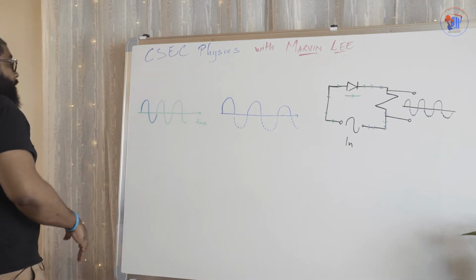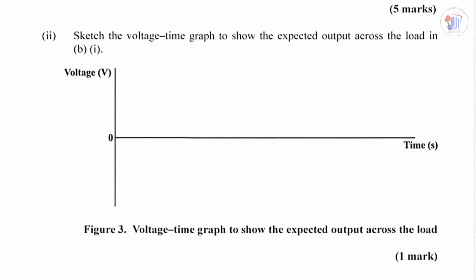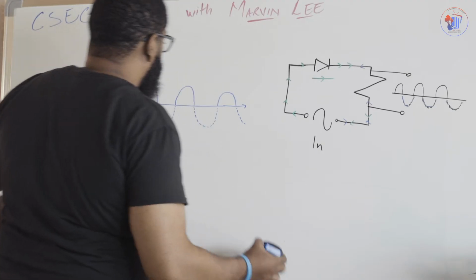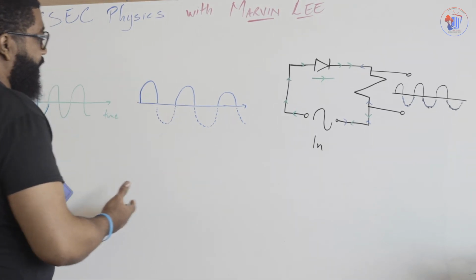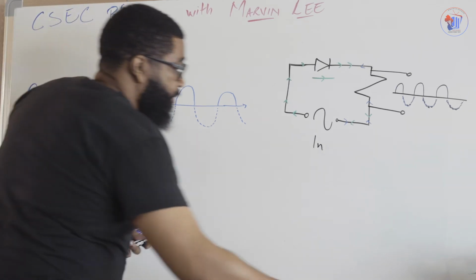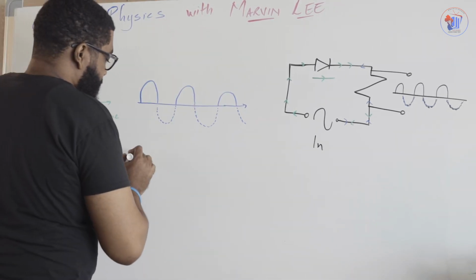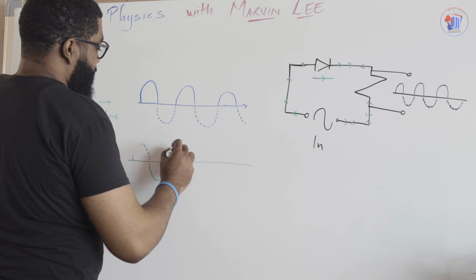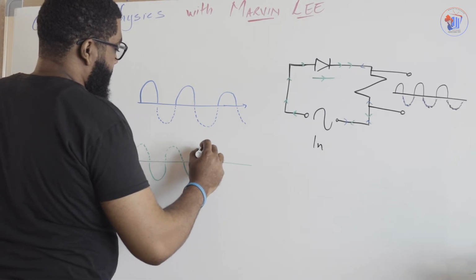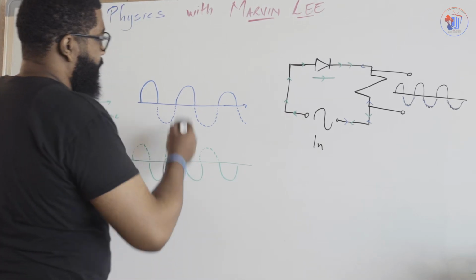The next part of the question actually asks for something I just gave. It says, and I will quote, sketch the VT graph to show the expected output across the load. VT is voltage time graph. Now, what you will find is that the output will look like this. And again, this is not the only correct answer. Depending on how you put the diode, the diagram could be inverted, and you could actually end up with the positive half cycle being lost and the negative half cycle being left. So you can get either one of these.